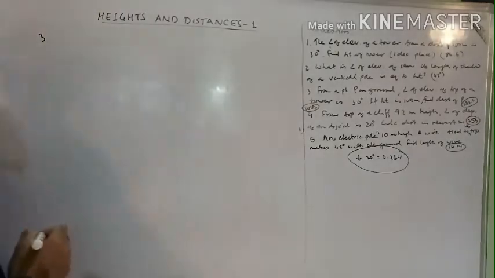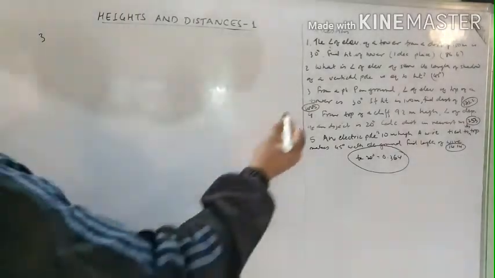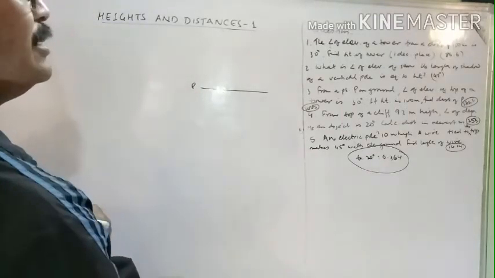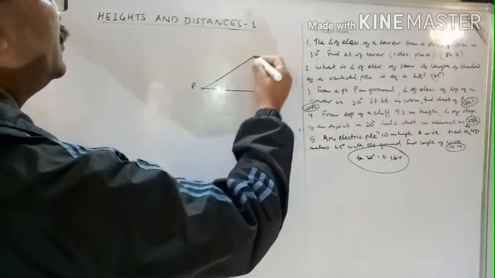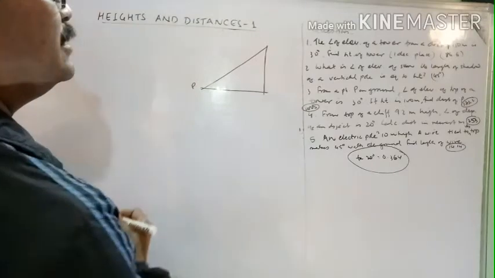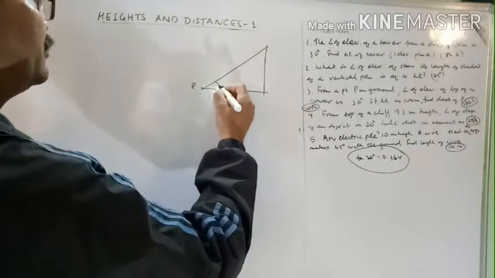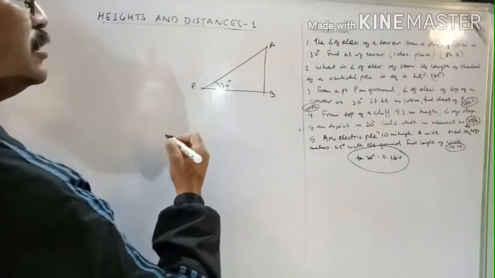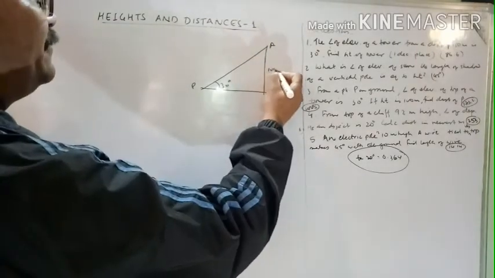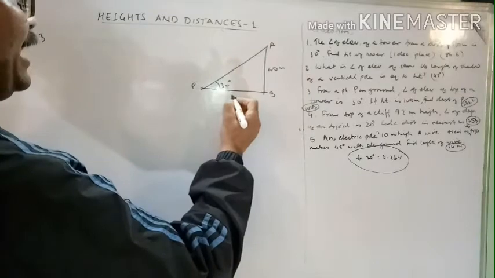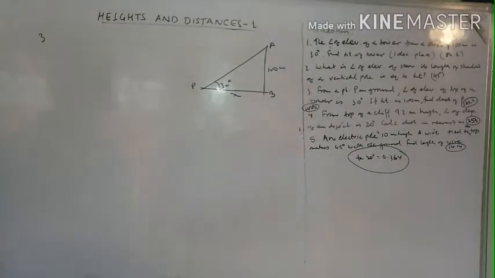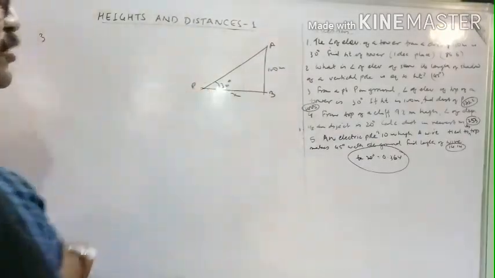So question number 3. From a point P on the ground, the angle of elevation of the top of a tower is 30 degrees. So AB is the tower, and the height is 100 meter. Find the distance of P from the foot of the tower. So height is 100 meter, find the distance.